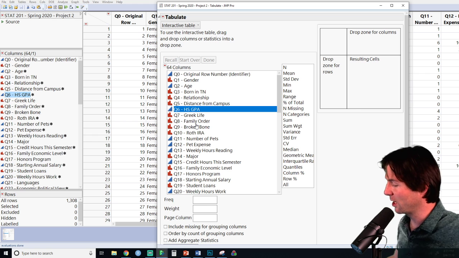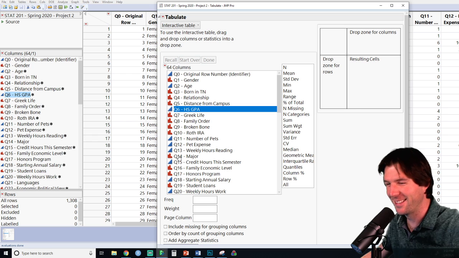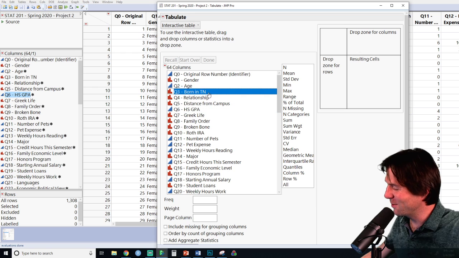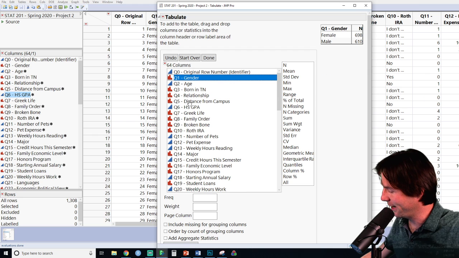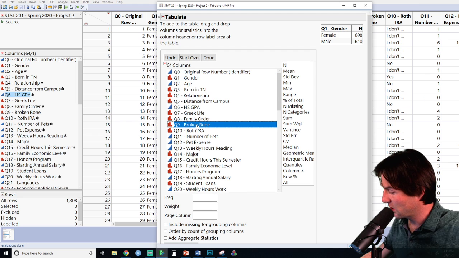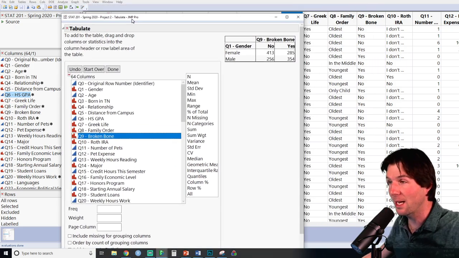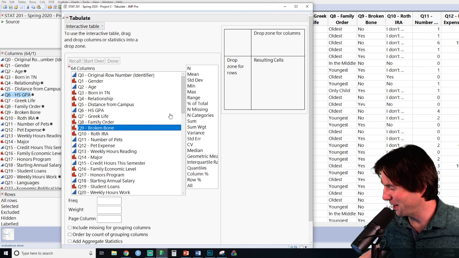Let's do some tabulate right here. So the first one wants you to tabulate 2 categorical variables. Great job, Roderick. So let's go here to born in Tennessee, and let's see, let's go to gender and broken bone. So this is something we did last project, I think, but we're kind of looking at the cool features of tabulate right here. And I want everyone to see right here exactly what we have.